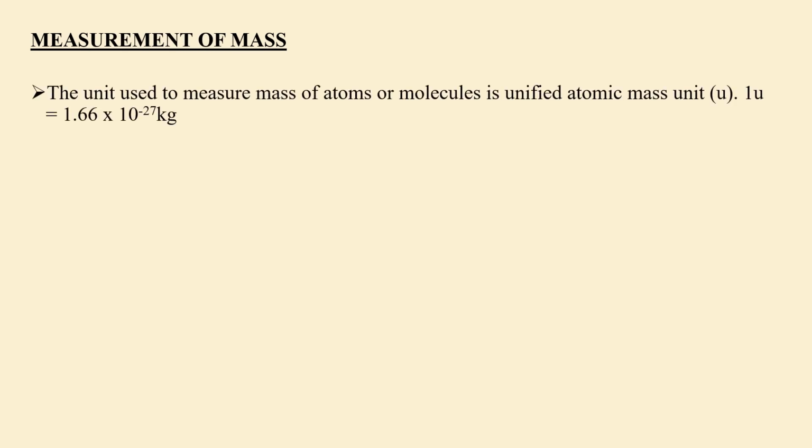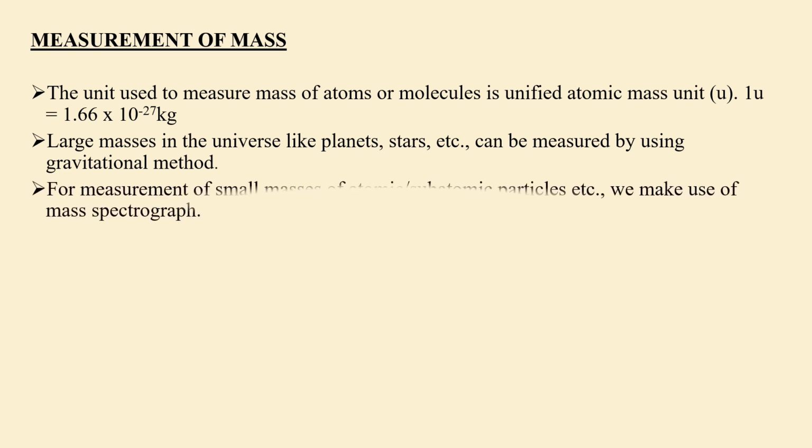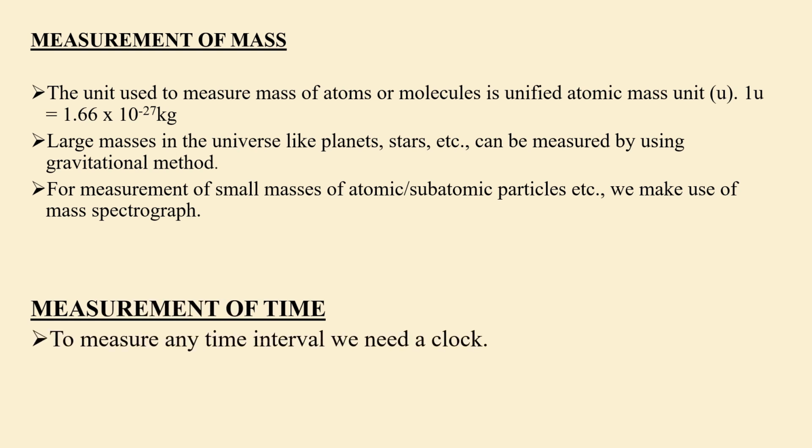Measurement of mass. The unit used to measure the mass of atoms or molecules is the Unified Atomic Mass Unit, U. 1 U is equal to 1.66 into 10 to the power minus 27 kilograms. Large masses in the universe like planets, stars, etc., can be measured by using the gravitational method. For measurement of small masses of atomic and subatomic particles, we make use of a mass spectrograph. Measurement of time. To measure any time interval, we need a clock. The cesium atomic clocks are very accurate.